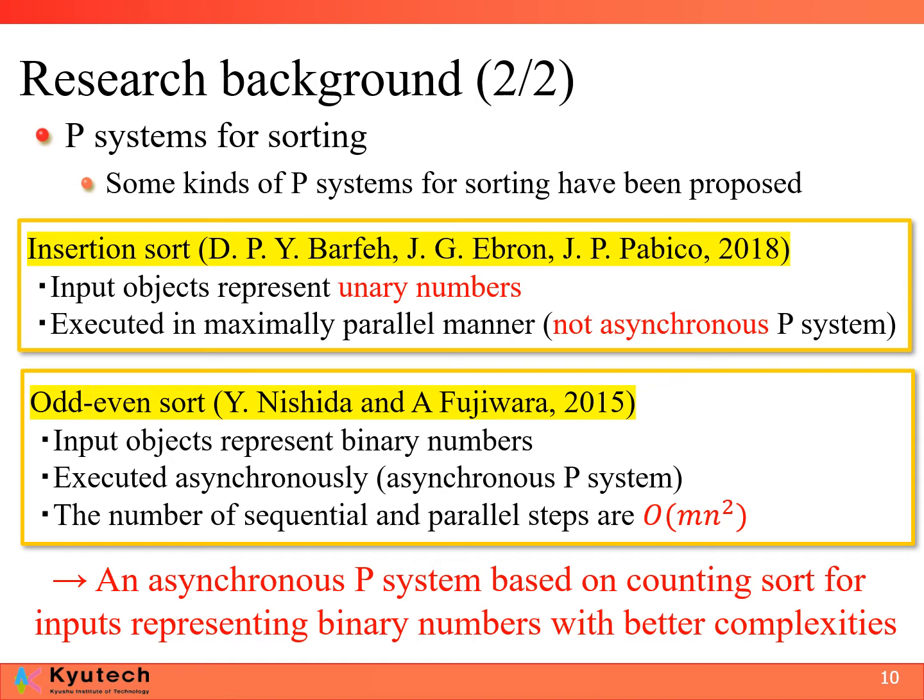On the other hand, the input objects of the asynchronous P system using odd-even sort represent binary numbers, which has high versatility, but there is still room for improvement on complexities. So I'd like to propose an asynchronous P system based on counting sort for inputs representing binary numbers with better complexities.